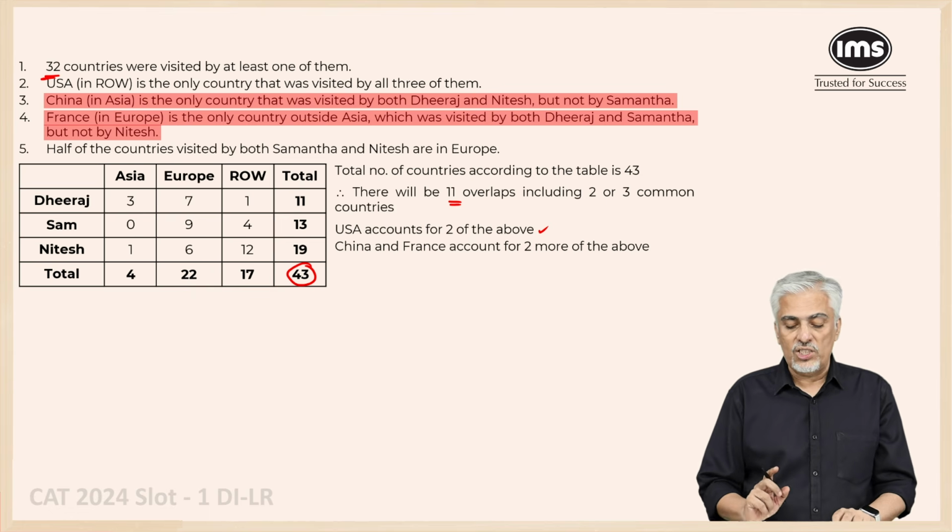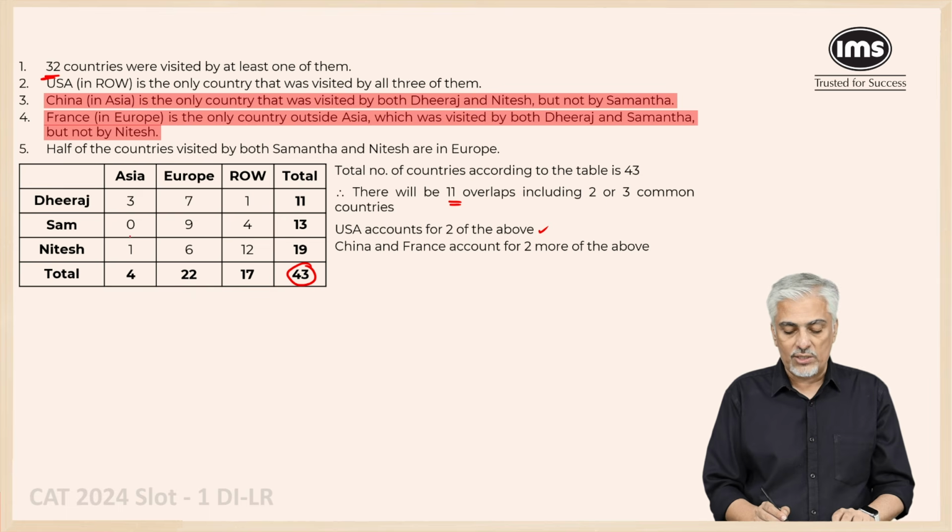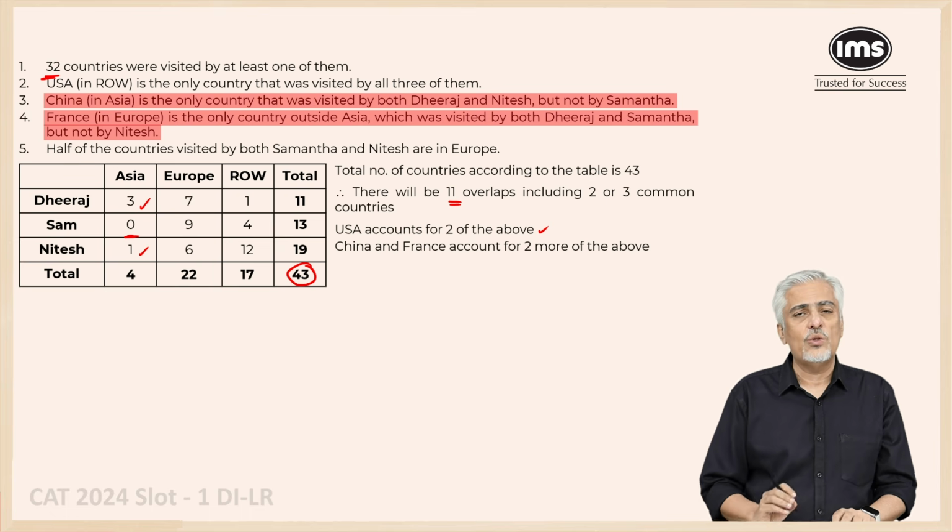Now the only condition, now see, pay attention. Within Asia, Samantha cannot intersect with anybody because Samantha has visited 0 countries. So Samantha is out. Dheeraj and Nitesh have 1 intersection. So in fact, that answers my first question, which was very simple about Asia, as I had said earlier.